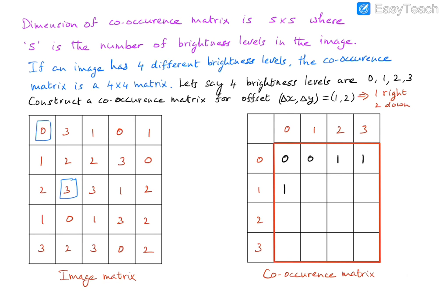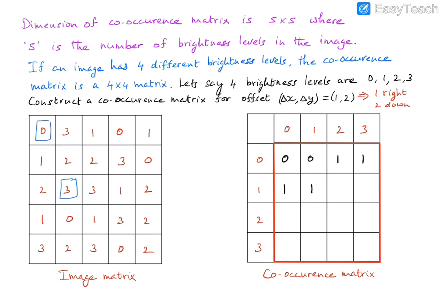For this one it will also go outside. So we have 1 and 1 occurring once. So this is the one time where the two pixels have pixel values 1 and 1 at this defined offset of 1 right and 2 down. Okay, so the number of times we have 1 and 1 as the pixel values is 1.